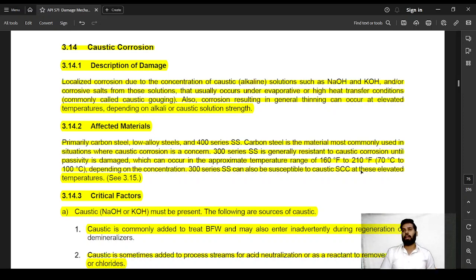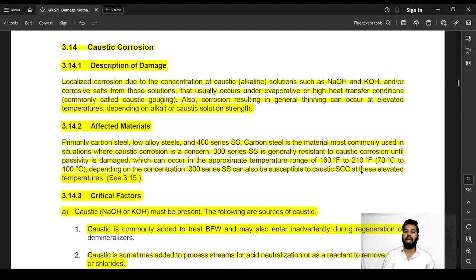So in this video, we are going to talk about caustic corrosion. First of all, we'll have to understand what a caustic is. Caustic is an alkaline solution generally used to treat boiler waters, and this kind of corrosion will generally have an appearance where you can see a localized metal loss or a pitted area which is generally going to be filled with the corrosion products.